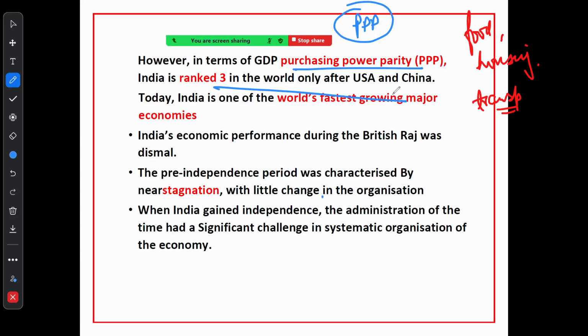For a long time under the British rule, the Indian economy was stuck in neutral. It was not growing much at all.